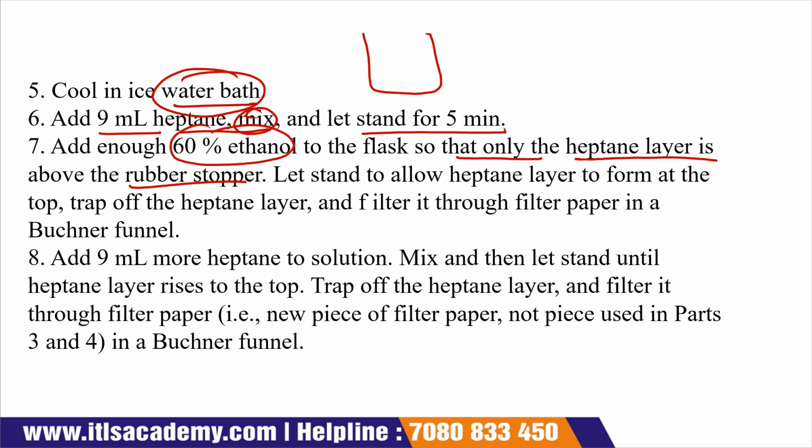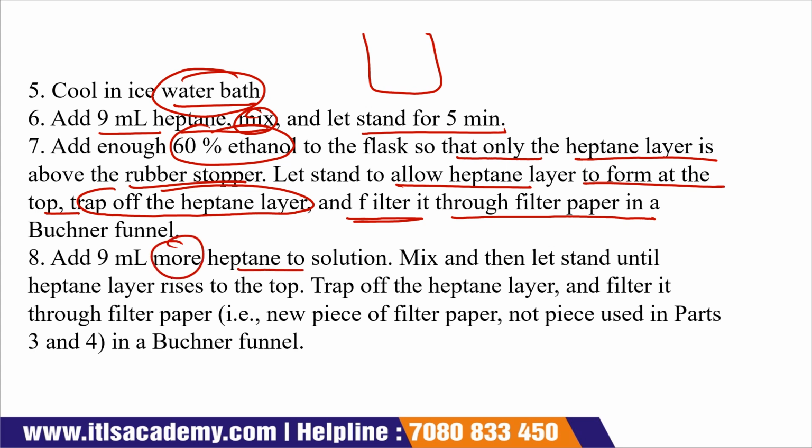And after that we allow the heptane layer to form at the top and trap off the heptane layer, and we filter it with the help of this filter paper in a Buchner funnel. Then we add 9 ml more heptane into the solution and mix it properly, and again we stand until all the heptane layer comes to the top. Then trap off the heptane layer and filter it through a filter paper.